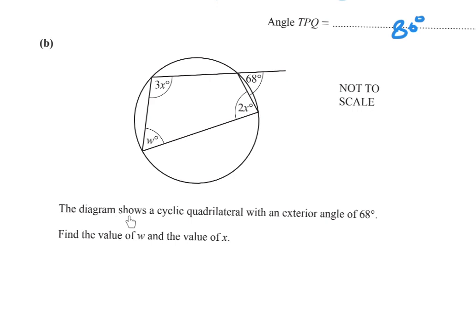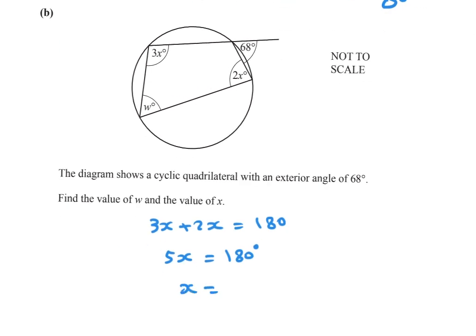B. The diagram shows a cyclic quadrilateral with an exterior angle 68. Find the value of x and the value of W. You need to find the value of W and the value of x. 3x plus 2x equals 180, because the opposite angles in a cyclic quad add up to 180. So 5x equals 180, divided by 5. So x equals 36. Now how to find W?